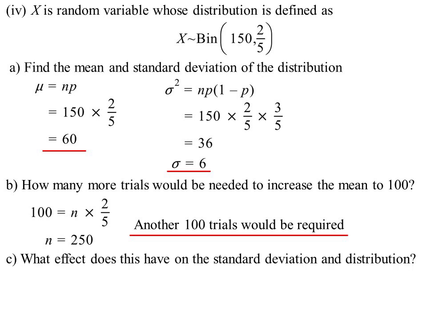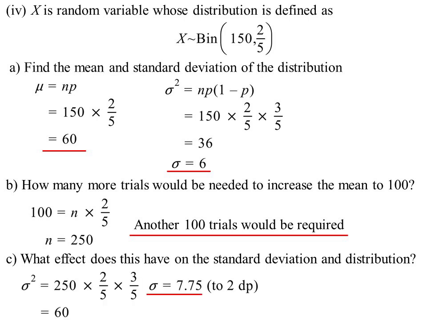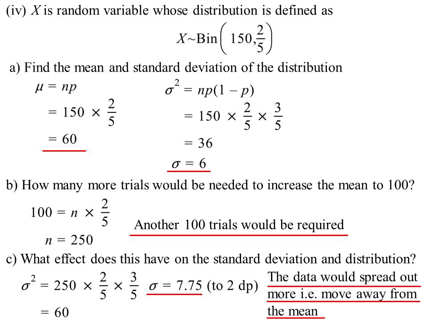What effect does this have on the standard deviation and the distribution? What effect would it have? Well, if I work out the new standard deviation, it's now 7.75, which is a bigger number than 6. And standard deviation is a measure of spread, how far away from the centre of the data. So therefore, it's more spread out. We have a larger spread. So it's going to move away from the average.